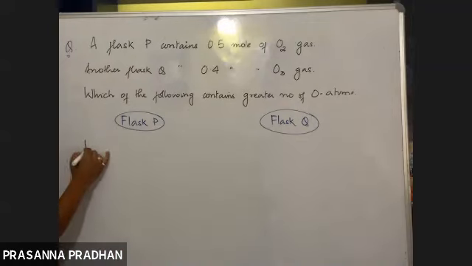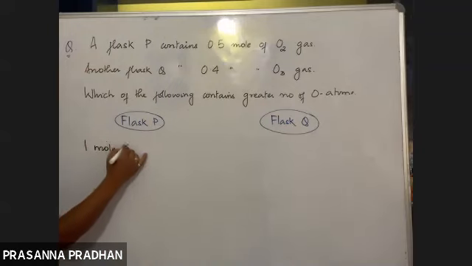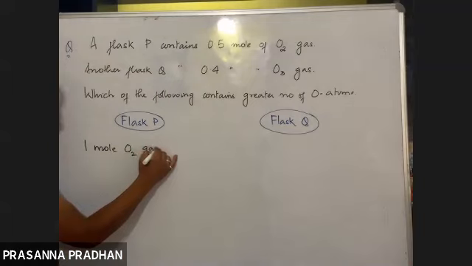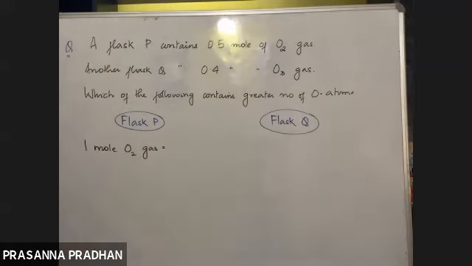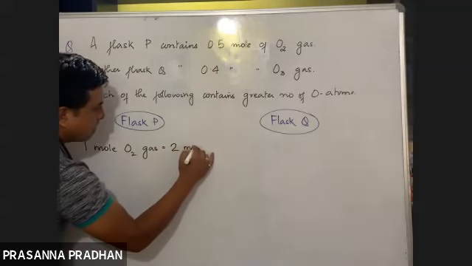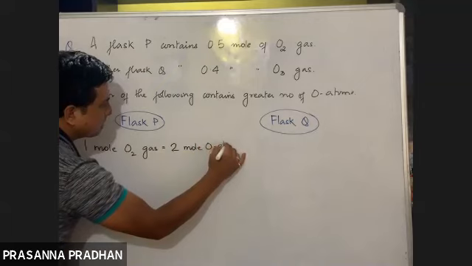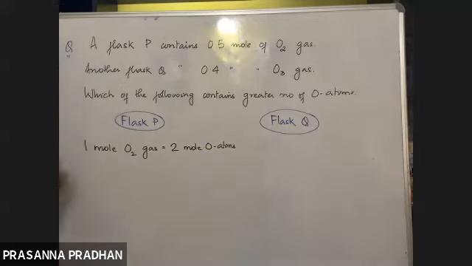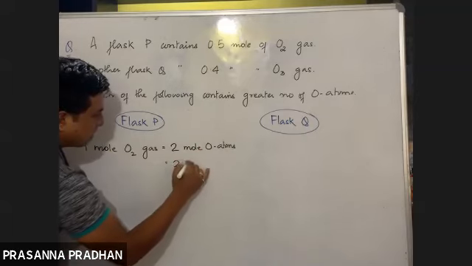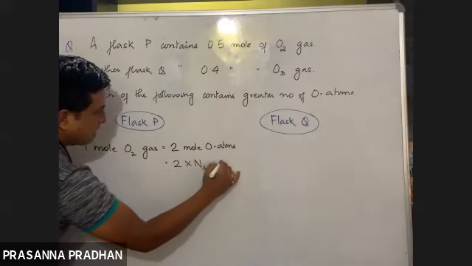So now I know 1 mole of O2 gas. It contains how many mole of oxygen atoms? Tell me. 1 mole, not molecule. 1 molecule contains 2 oxygen atoms. So 1 mole contains 2 mole of oxygen atoms. 2 mole of oxygen atoms means twice the Avogadro number of oxygen atoms.